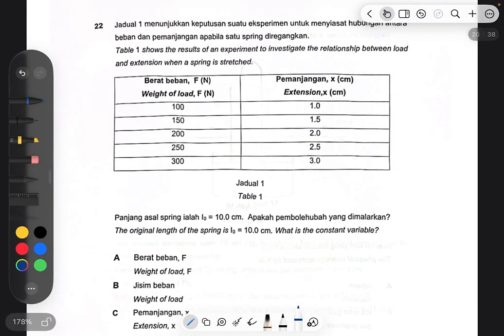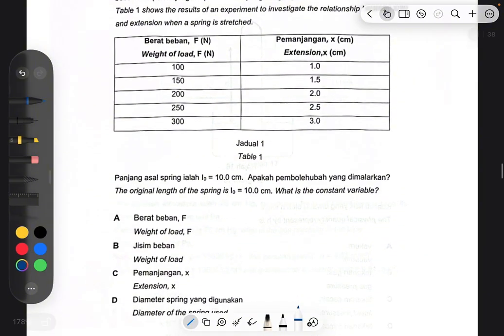Next, the table 1 shows the results of an experiment to investigate the relationship between load and extension when the spring is stretched. The original length of spring is 10.0. What is the constant variable?